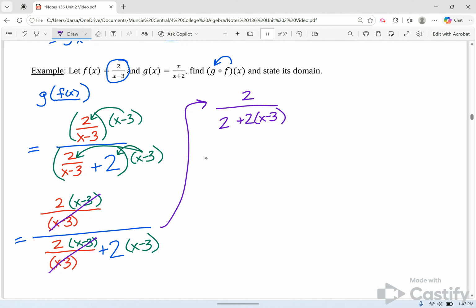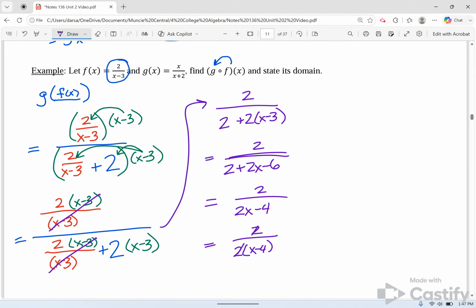And we can clean this up pretty nicely. So that's 2 over 2 plus 2x minus 6. And we can just collect like terms and make that 2 over 2x minus 4. We could leave it like this. This is a perfectly acceptable answer, but we could also factor a 2 out of the bottom and then reduce. What is 2 divided by 2? That's 1 over x minus 4. Either answer is acceptable. The second one's a little bit better, but either answer is acceptable.